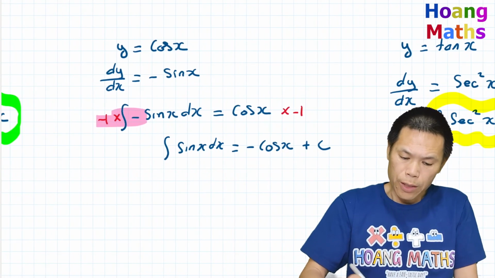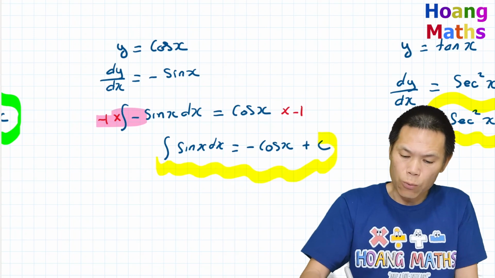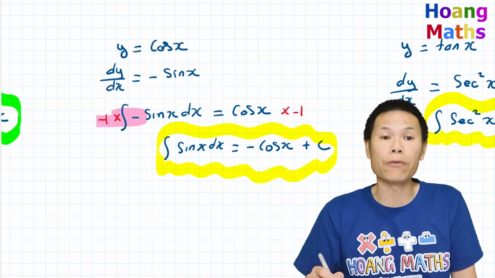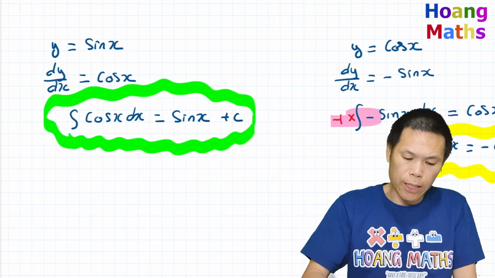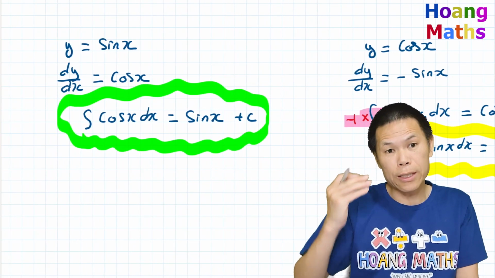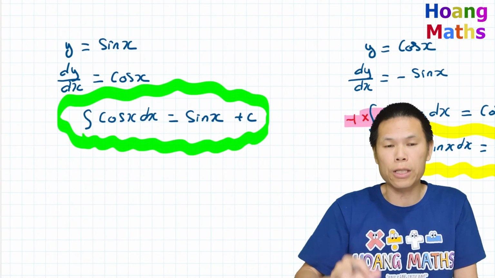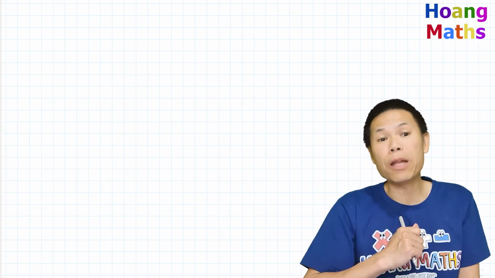And if we integrate sin of x, it will give us negative cos of x. And if we integrate cos of x, it will give us sin of x. Okay, please take note of this. Let's add a little bit of flavor.